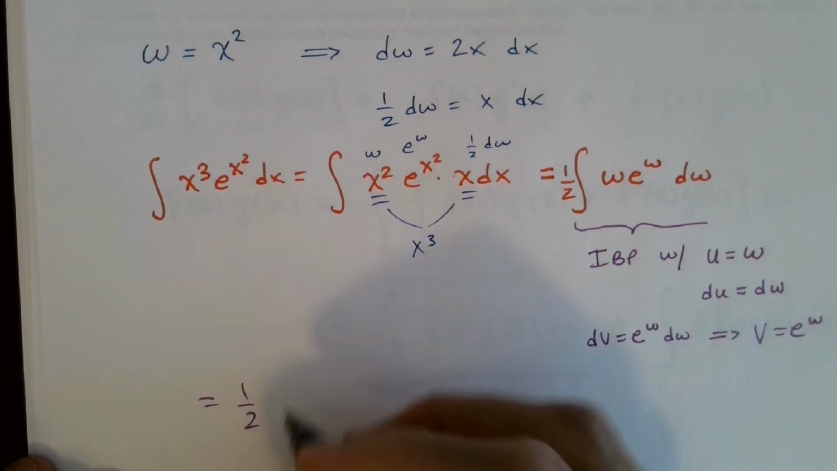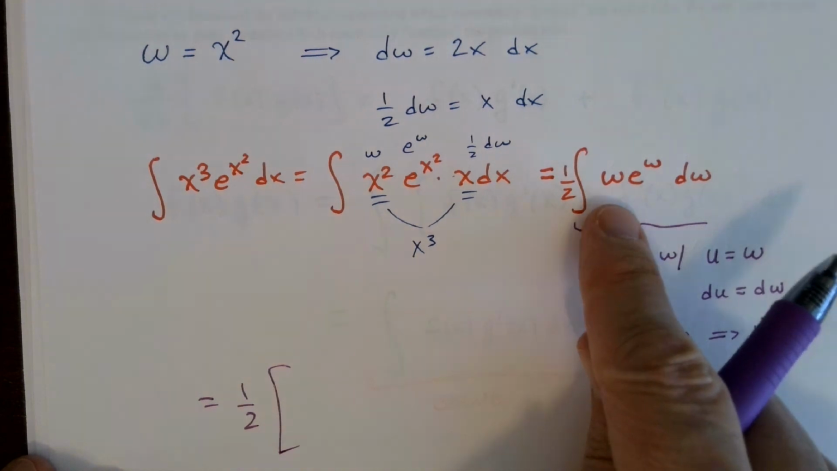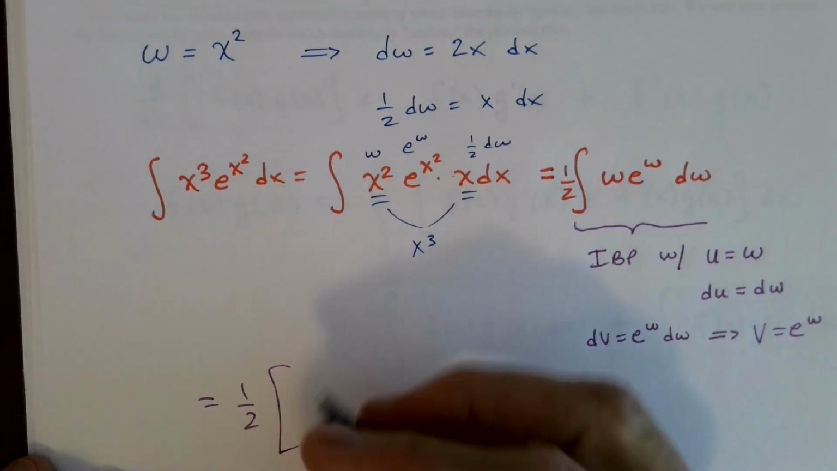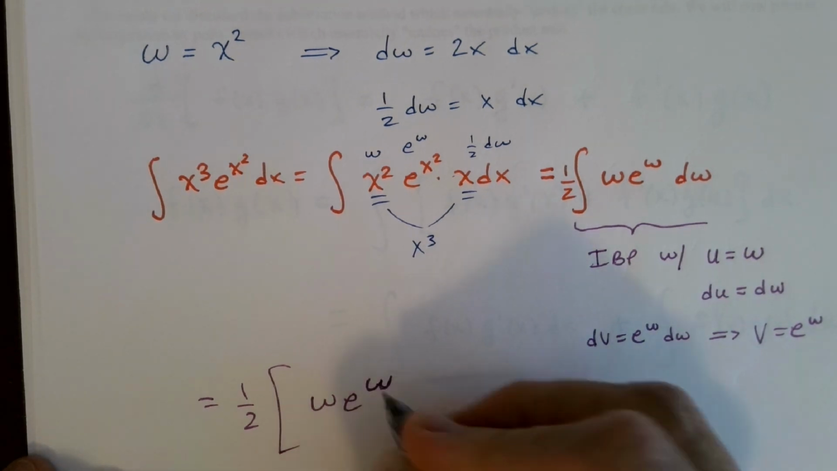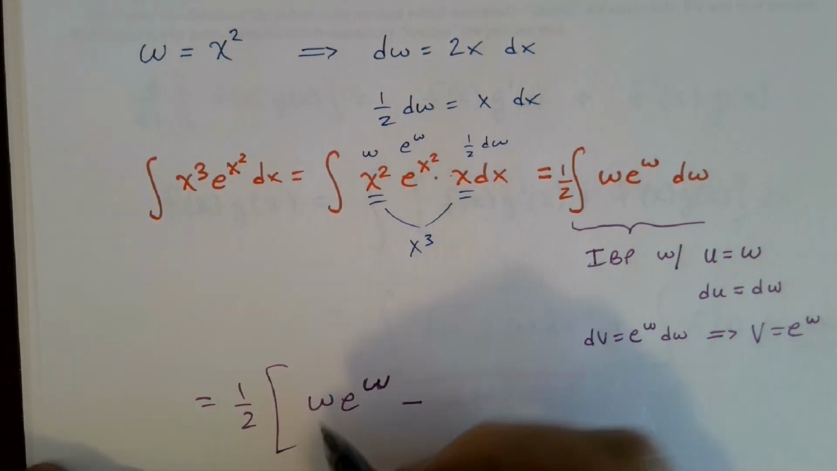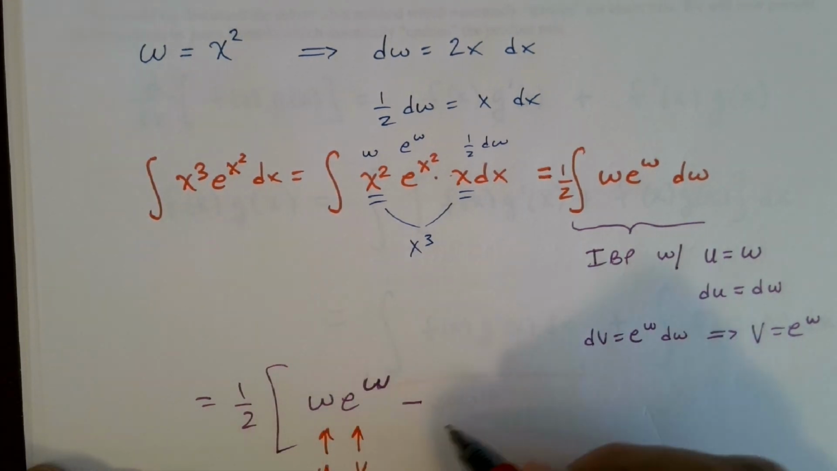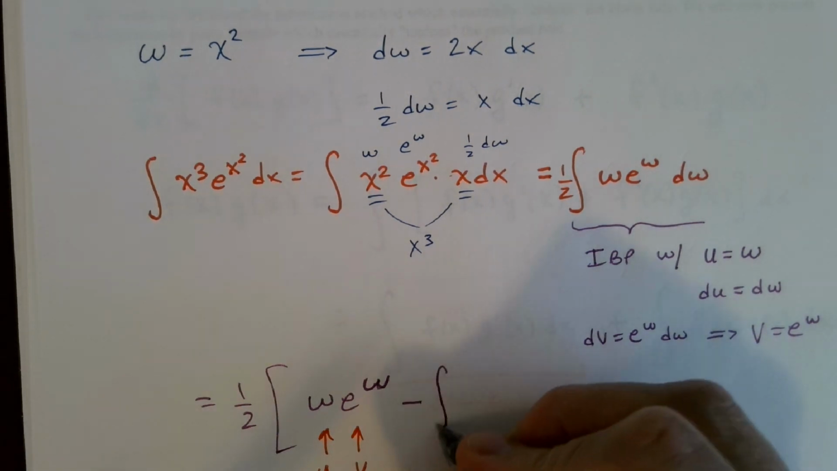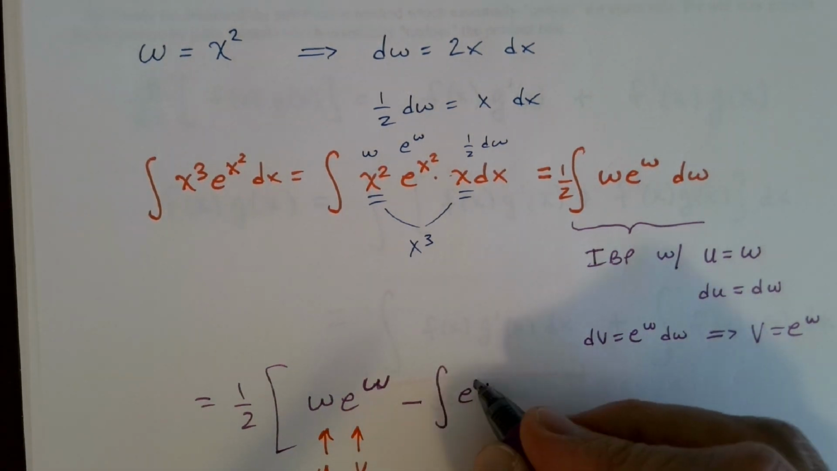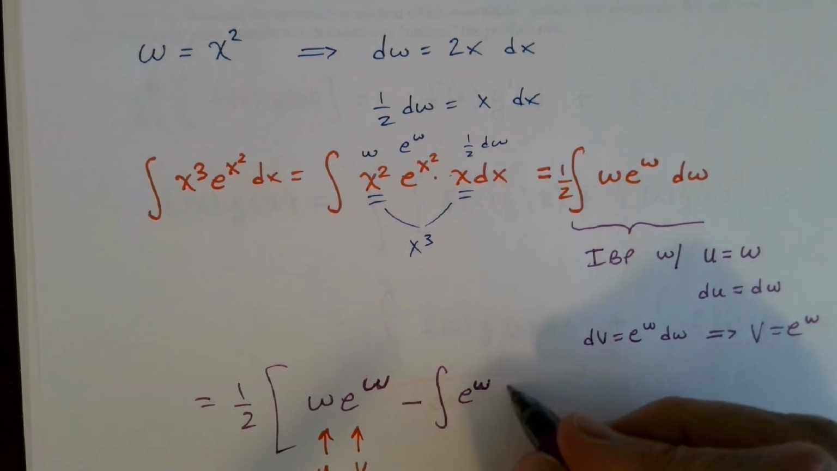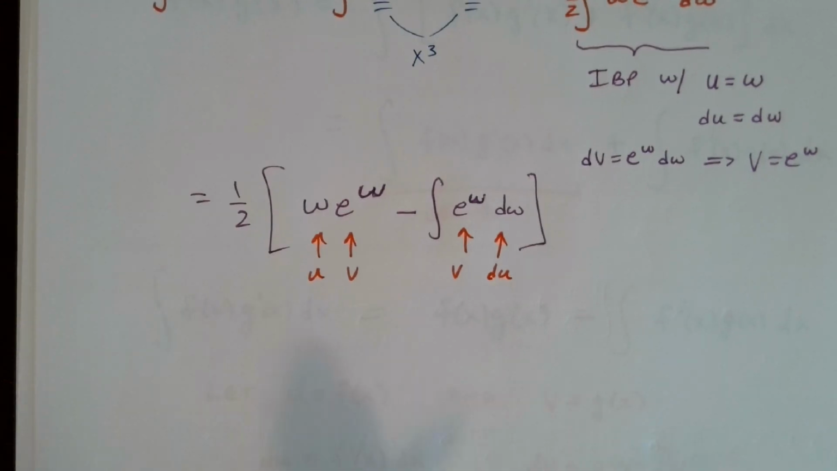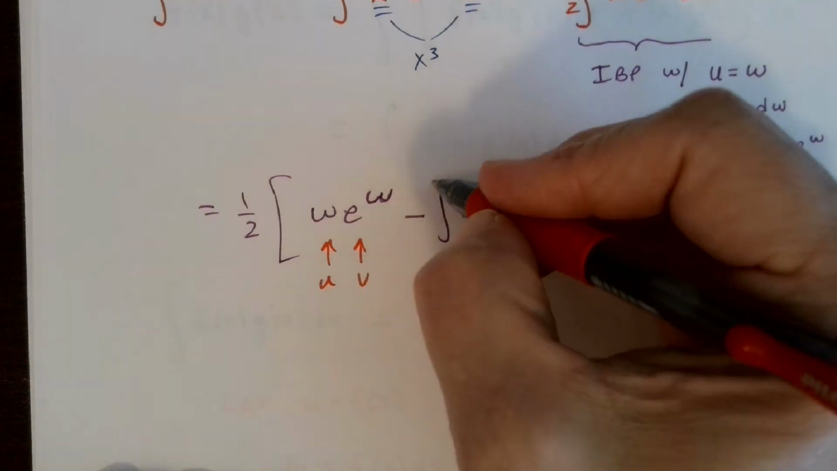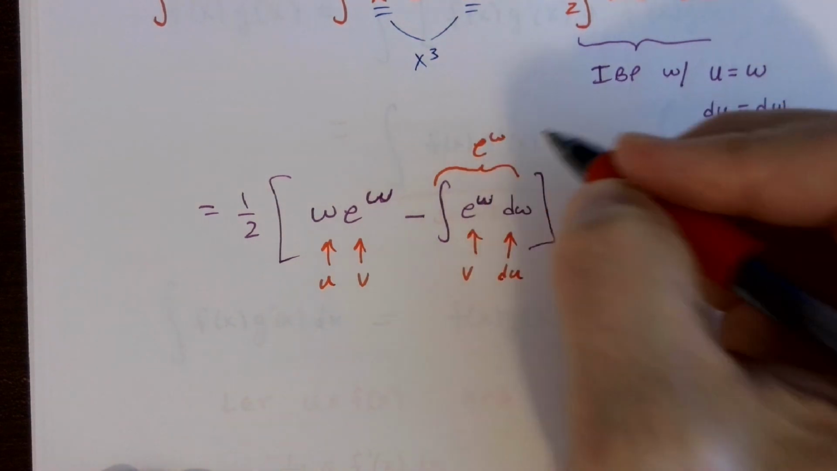So what do we have by integration by parts? This 1/2, don't forget this 1/2 out here. This integral u dv is u, which is w, times v, which is e to the w, minus, so again this is the uv, minus the integral v, which is e to the w, du, which is just dw. And what's the antiderivative of e to the w? Well, that's easy. That's just e to the w.